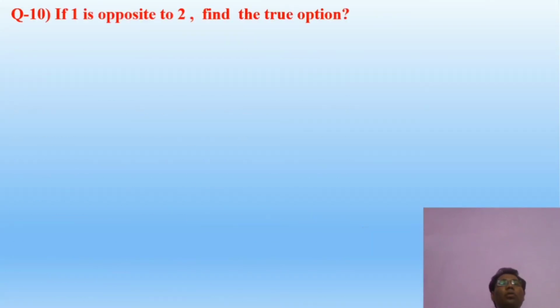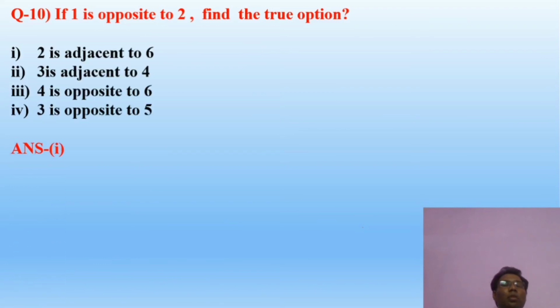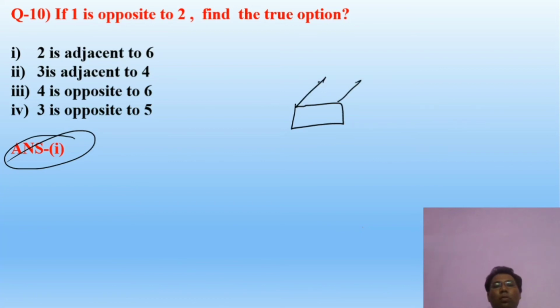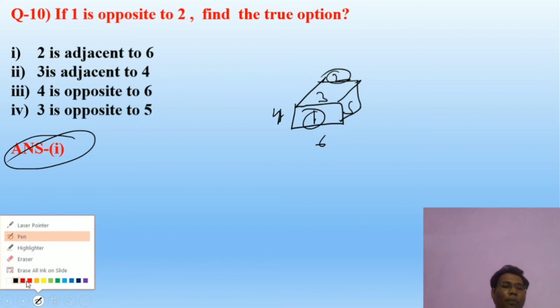If 1 is opposite to 2, find the true option. Sorry, the answer was shown earlier. For us, the concept is important. The question says 1 is opposite to 2. So in the 4 remaining places, any of the numbers 4, 3, 5, 6 is there. Okay.